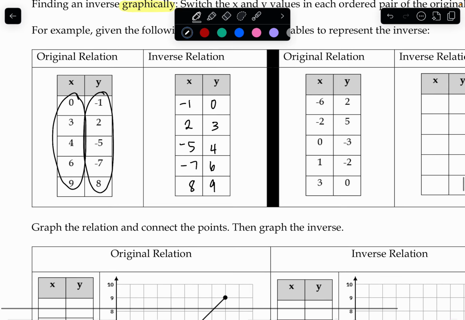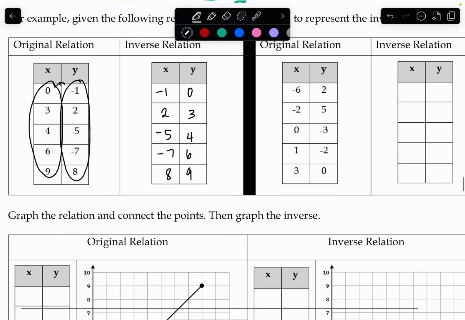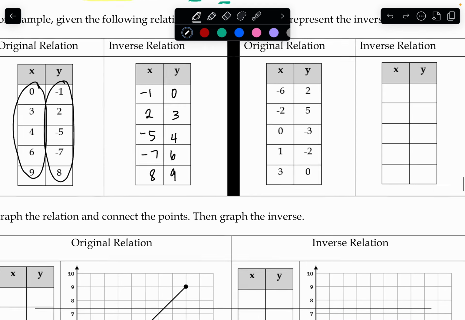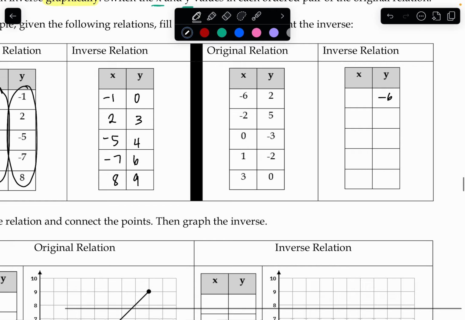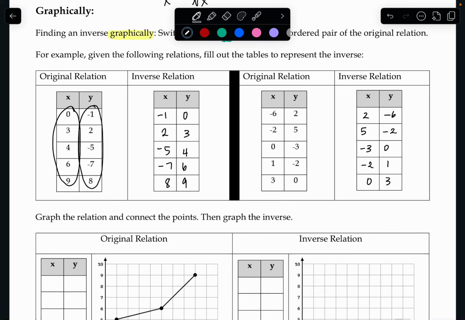I like to do them all at once, entire columns at a time, just because it's easy to accidentally switch them if you do one point at a time. So over here, all my x's are going to appear in the y column. I'm not switching any signs. I'm just rewriting them in the y column. And then the x's go here. A common mistake is changing negatives to positives and vice versa. We didn't do any of that. We just swapped the columns.